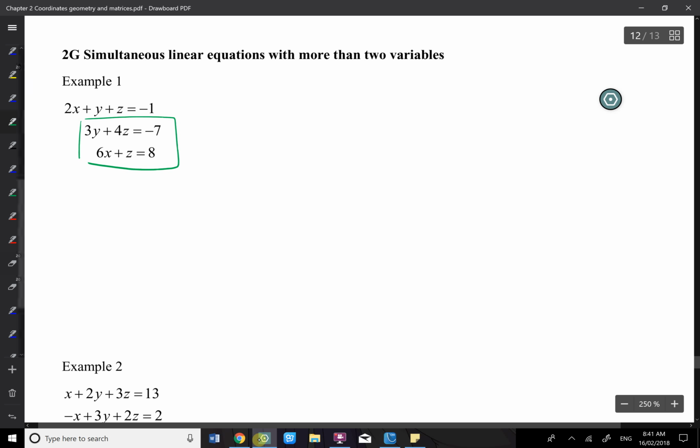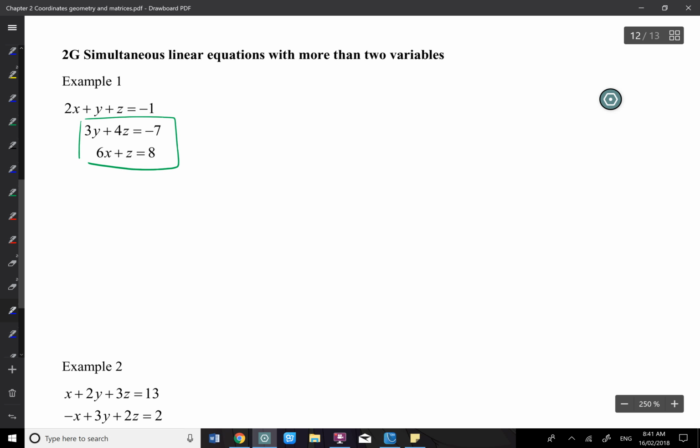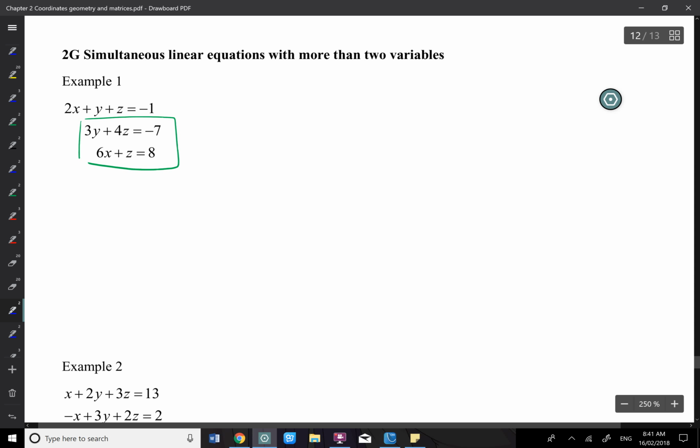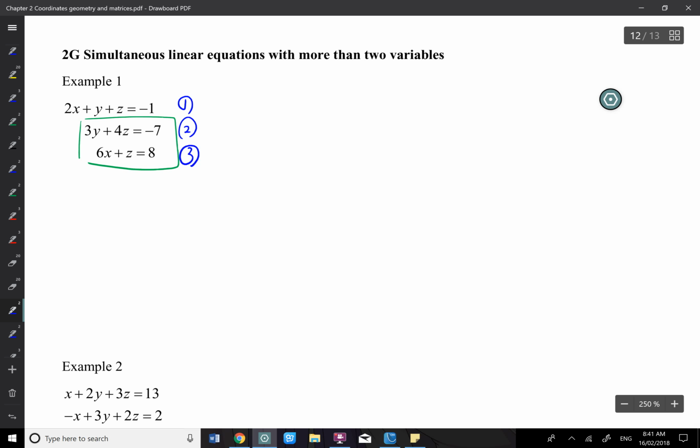We have 3y plus 4z equals -7, and then 6x plus z equals 8. Let's say those are equations 1, 2, and 3. You can choose any two to start. I want to represent y in terms of x and z in terms of x, or x in terms of y, z in terms of y. I want to make the other two all in terms of one thing, and then sub that into one equation, trying to solve for it.